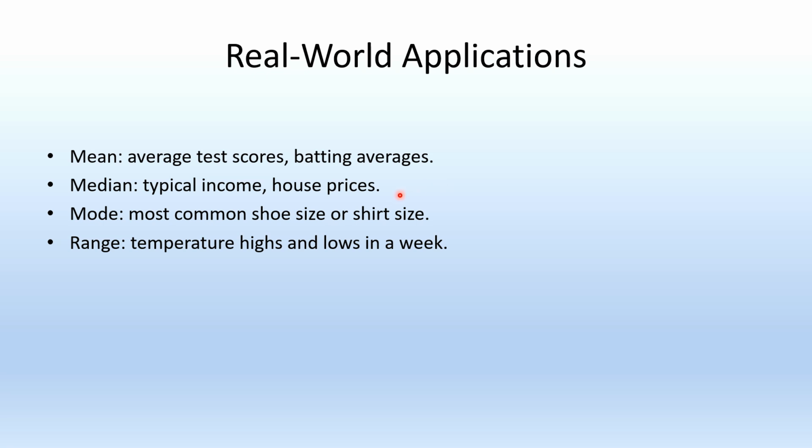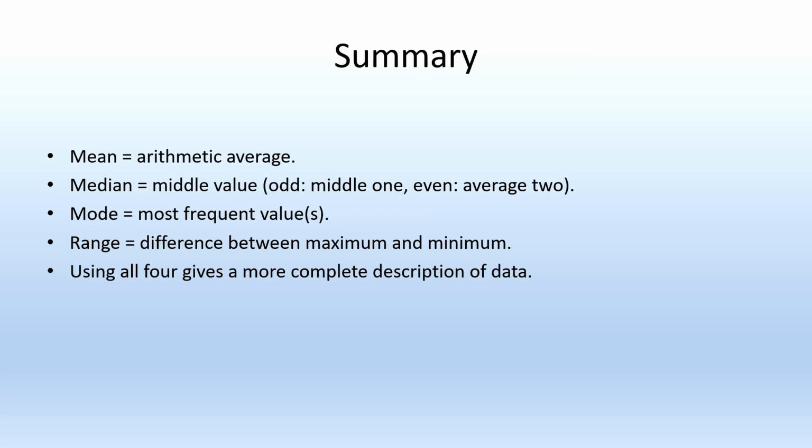So a lot of times you'll see the median used for income or house prices, because we have a big spread in that. And then the mode would be like the most common shoe size or shirt size. And then the range, we see this a lot on the weather report, the temperatures, the highs and lows in a week. So we see these numbers quite a bit. They help us understand the real world.